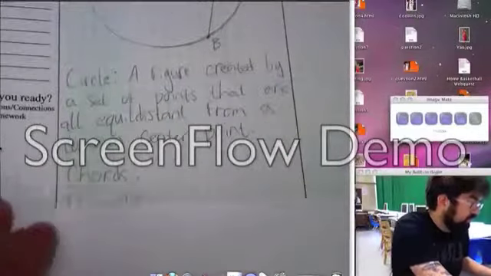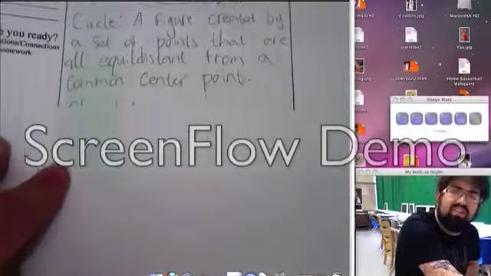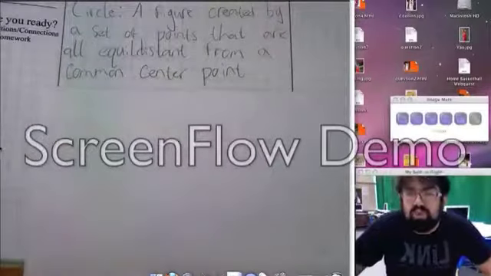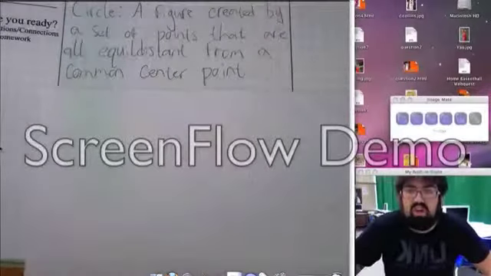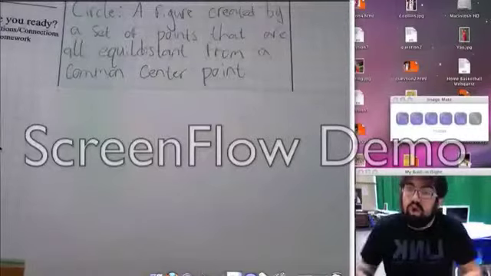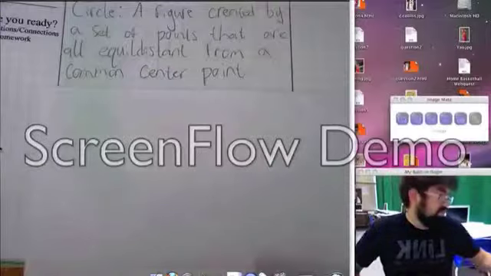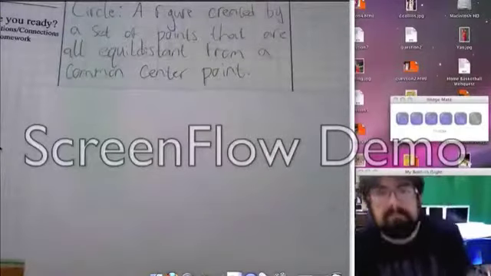So, first thing I'd like you to write is what the definition of a circle is. Circle: a figure created by a set of points that are all equidistant, they're all the same distance from a common center point. Okay, so go and write that down right now.